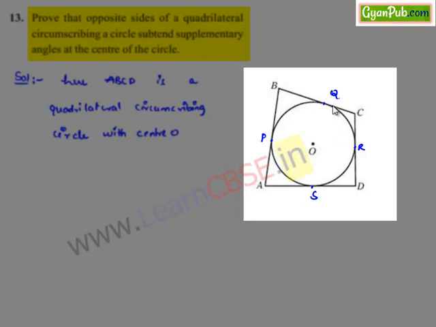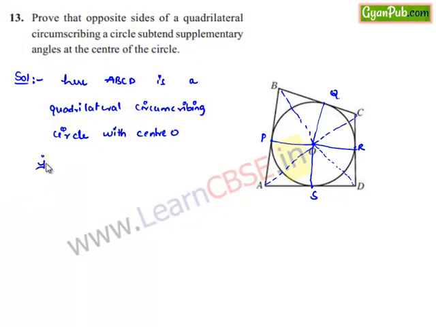Now if we join OQ, OR, OS and OP, and also join OA, OB, OC and OD as shown in figure. So here we join OP, OQ, OR and OS and also OA, OB, OC and OD.